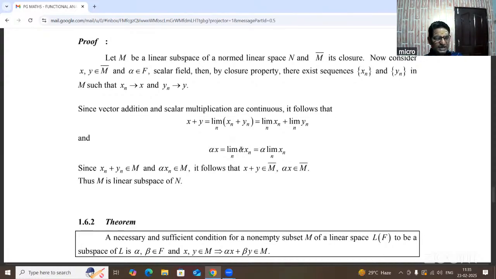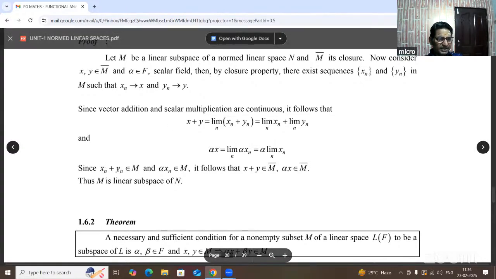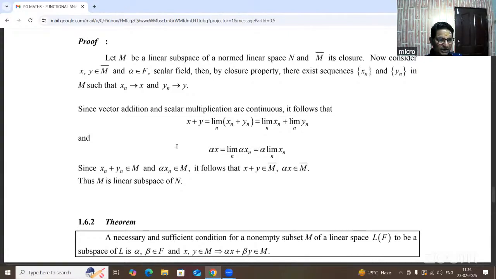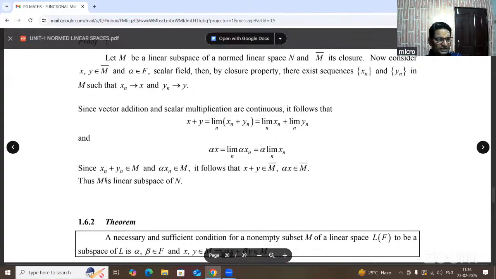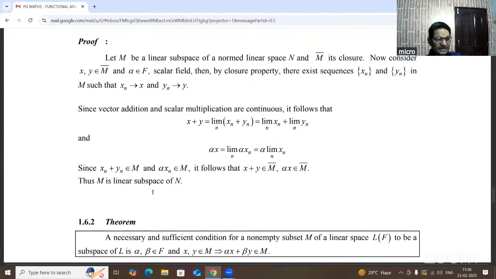So alpha x is the limit of alpha xn, because xn converges to x. That is why it can also be written as alpha times the limit of xn. So finally, xn plus yn belongs to capital M and alpha xn belongs to capital M. So here x plus y belongs to M bar and alpha x also belongs to M bar. This convergence point x plus y belongs to the closure. So x plus y belongs to M bar and alpha x belongs to M bar. So finally, M bar is a linear subspace of capital N. Okay.